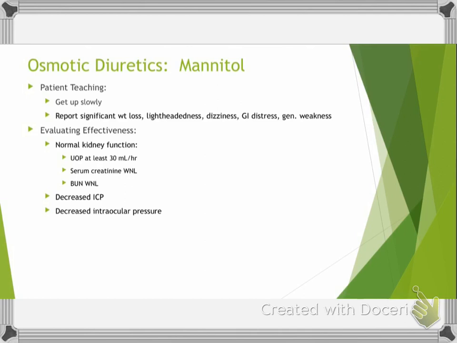When we're evaluating effectiveness, we want normal kidney function, so we want a urinary output of at least 30 mLs per hour, a serum creatinine that's within normal limits, and a BUN that is within normal limits. All of those would give us evidence that there's adequate kidney function and perfusion. We want decreased intracranial pressure and decreased intraocular pressure if it's for the eyes.